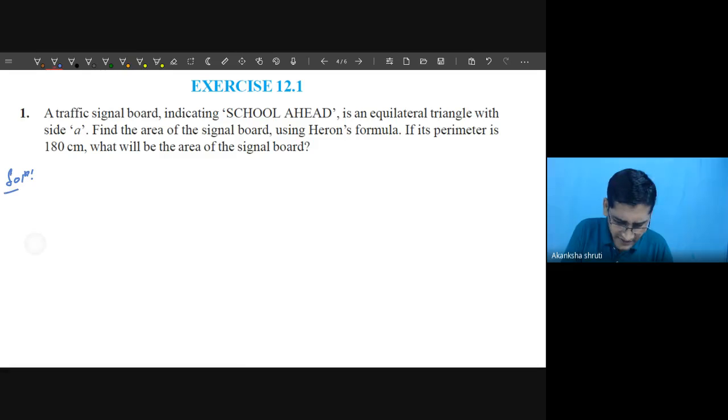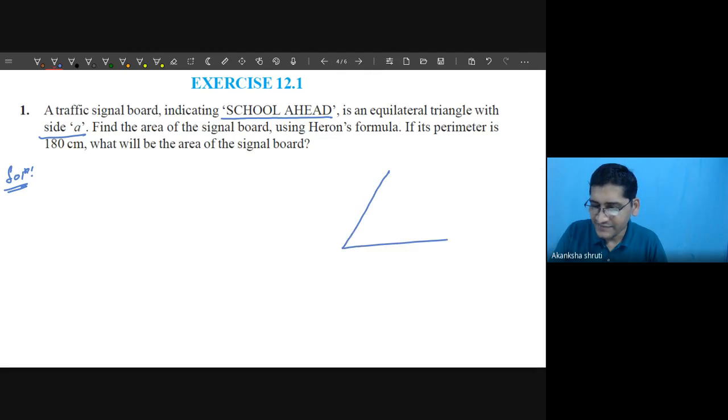Students, the questions based on Heron's formula for this chapter are very easy. You have to just draw the diagram properly. You have to apply only those three formulas. So draw it. A traffic signal board indicating a school ahead is an equilateral triangle with side A. What does it mean? It simply means that the board is in the shape of an equilateral triangle.